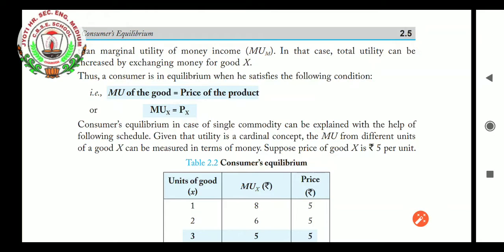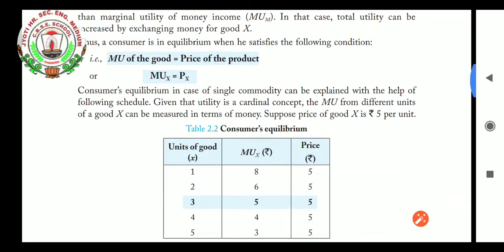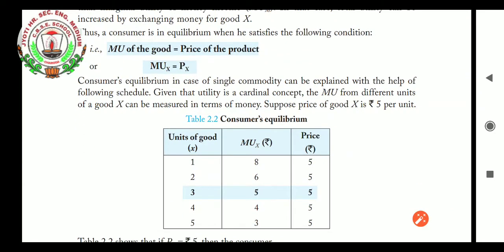Thus, a consumer is in equilibrium when he satisfies the following condition. The marginal utility of the good must always equal the price of the product. MUX must be equal to PX. Consumer's equilibrium in the case of a single commodity can be explained with the help of the following schedule.